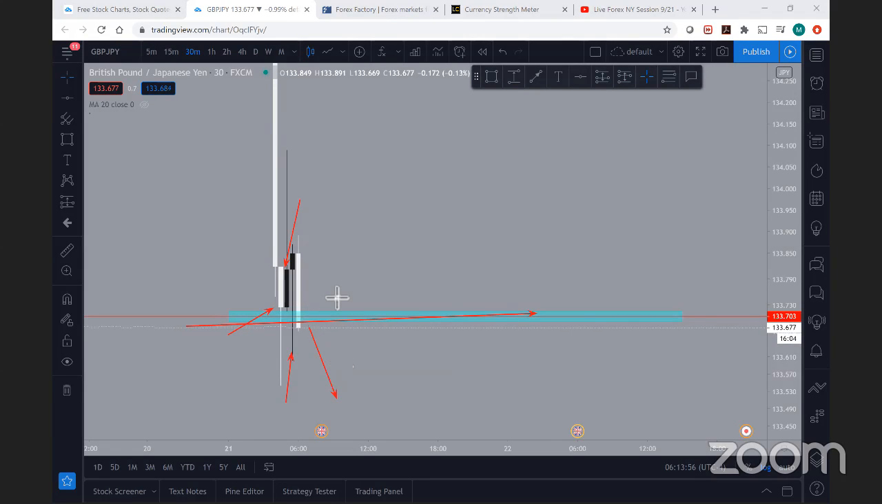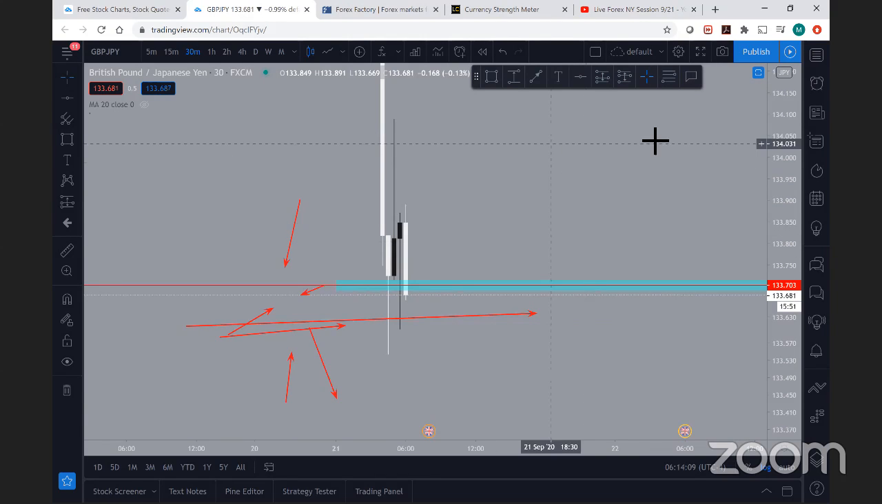So if this 30-minute candle here, the current one that's open, if it closes below this area, looking for it to continue down. For sure.